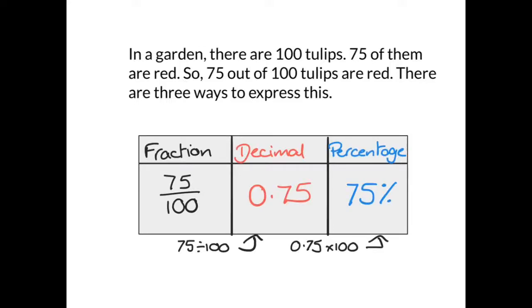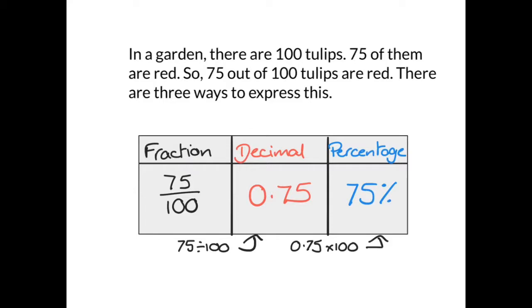This video is going to look at the relationship between fractions, decimals and percentages. To illustrate, we've got an example here. In a garden there are 100 tulips. 75 of them are red. That means 75 out of 100 tulips are red, and we can write that in three different ways.